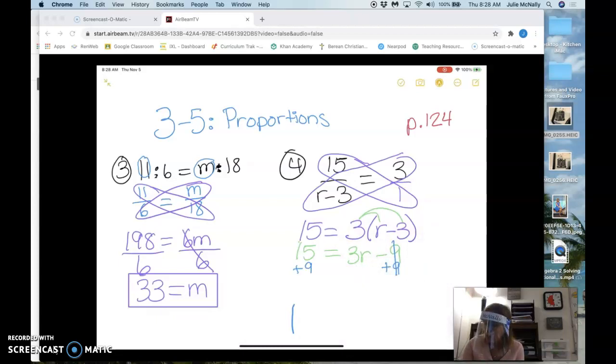Okay, but now I have this random stray line. Well, that's probably one that you're trying to draw. Okay. So add 9 to both sides, and that's going to equal 24 equals 3r. And then my last step is to what? That's right. 8 is correct.